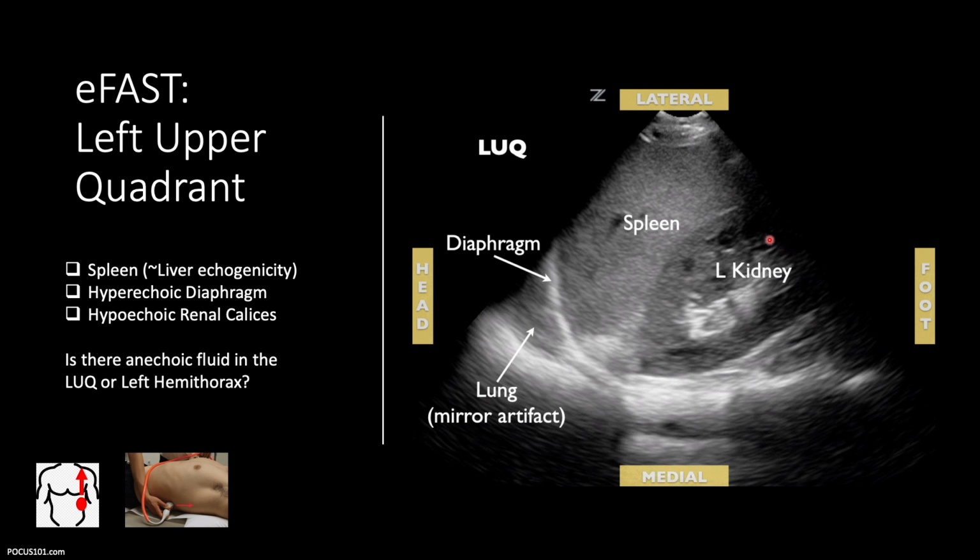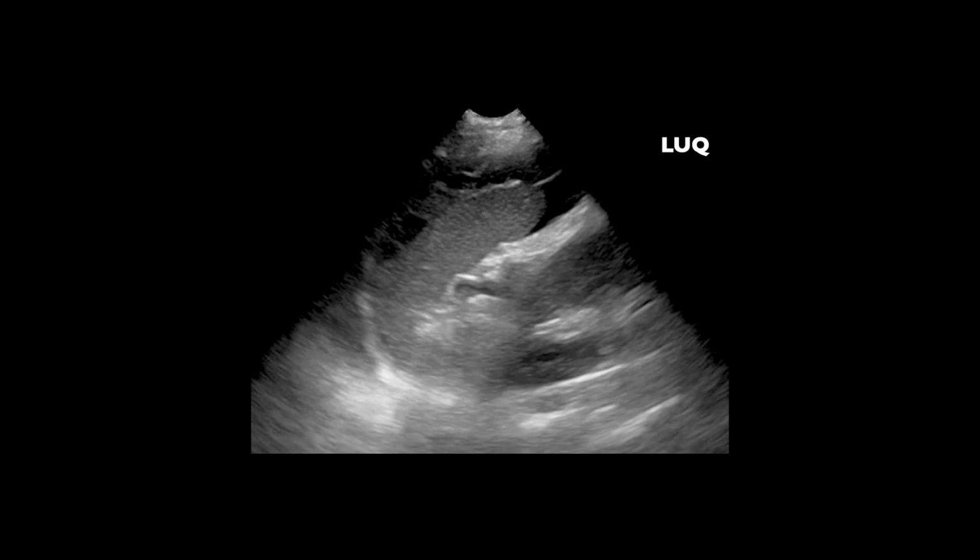So you can see it sort of mirrors the right upper quadrant, but there is a slightly smaller space that you're visualizing. And once again, this is a negative exam because we're not seeing any anechoic fluid above the spleen, between the spleen and the liver, or at the inferior pole of the liver if it was visualized. Let's see what a positive left upper quadrant view looks like.